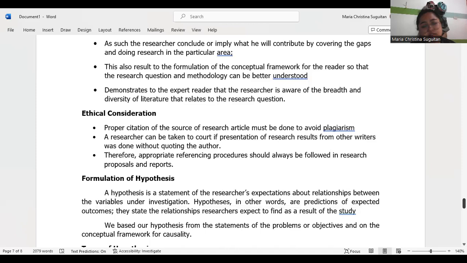So, what are the ethical considerations? Okay? So far naman, wala akong nababalitaan about plagiarism. Di ba, pag sinabi natin plagiarism is, kinopy-paste mo lang yung gawa niya without credit. So, you have to put your citation properly.